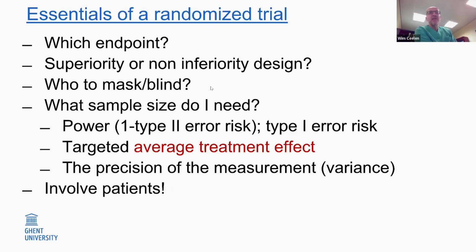But in order to be able to calculate the sample size for this large study, we conducted a small pilot randomized trial. And in fact, the only aim of this pilot study was to be able to estimate the variance in the outcome. And this information was then used as the input for the sample size calculation of the larger trial. And of course, you need to involve patients.